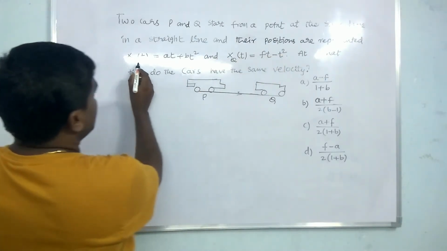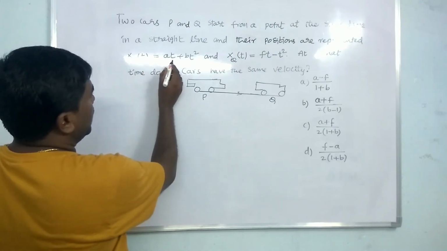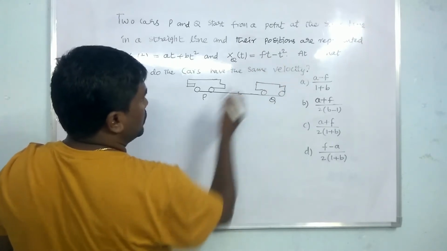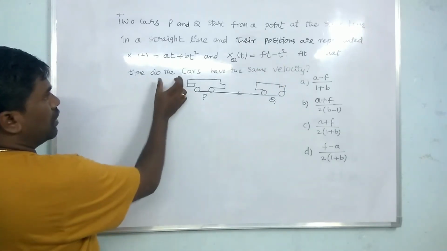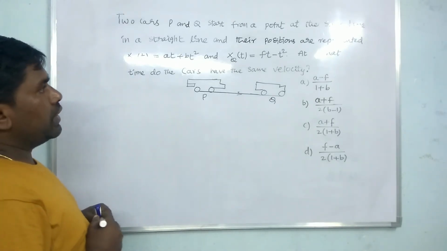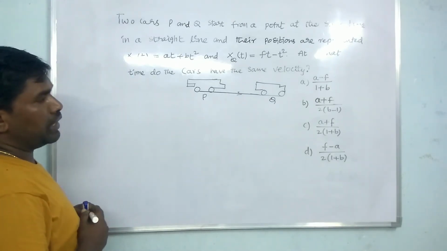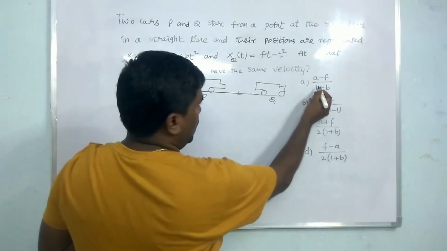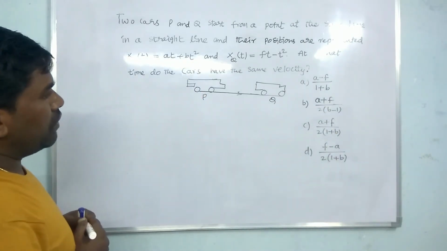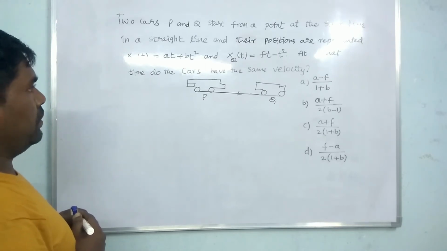Their positions are xP(t), which is at plus bt square, and xQ(t) for car Q, which is ft minus t square. At what time do the cars have the same velocity? The options are A, B, C, D. So let us find at what time the velocities are the same.